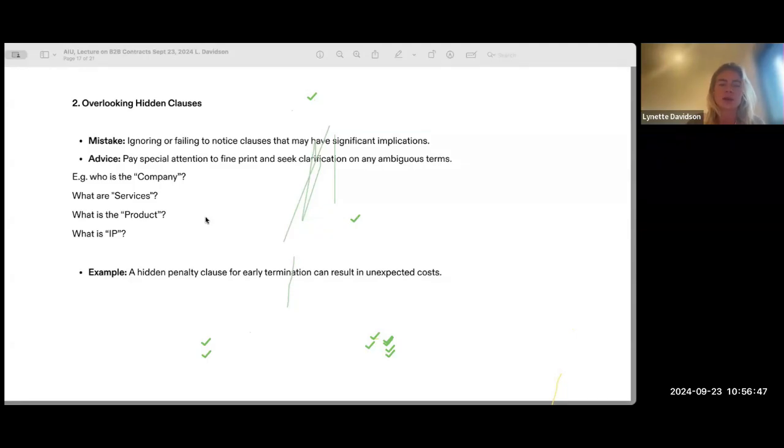What is IP? So we should try to define specific terms if they are capitalized in the agreement, because if they are capitalized in the agreement, it means a specific definition has been given to them in the agreement. So it's important to use consistently terms that are capitalized, because they have a definition as per the agreement.